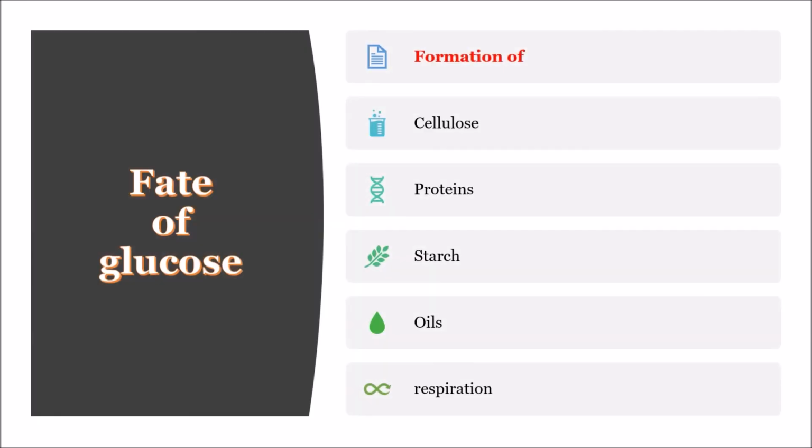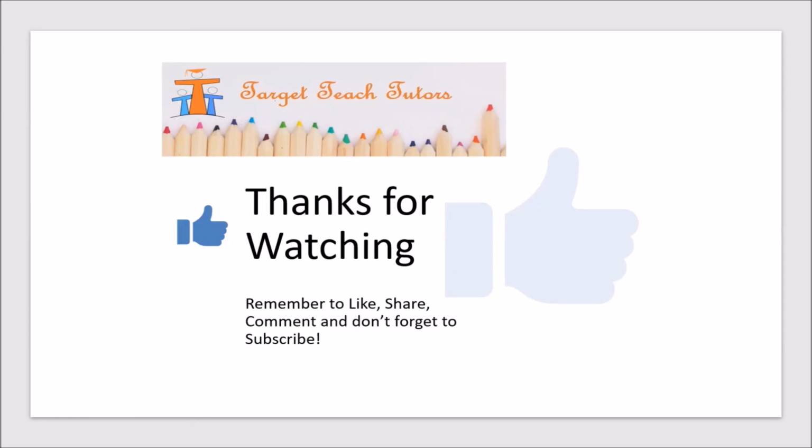A portion of glucose produced from the photosynthesis is used for respiration and some for formation of plant structure such as cellulose and proteins, and fructose, and the rest will be stored as starch or oils. This is the end of the topic about photosynthesis.